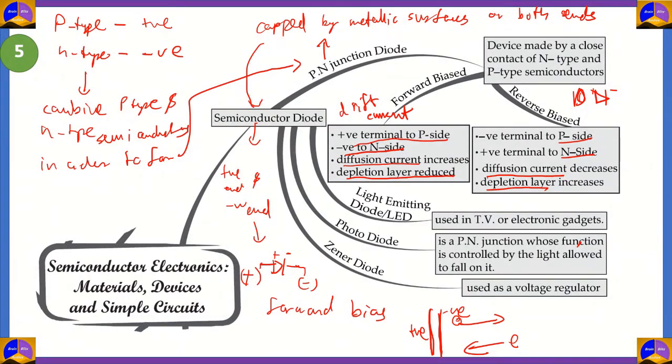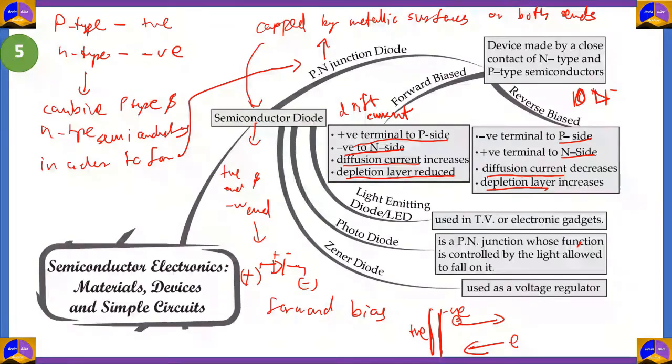If a diode is reverse biased, you cannot make current pass through. But if it is forward biased, current does flow through the diode. And that is how you can control the electricity passing through the circuit. So a normal semiconductor diode is very, very important.